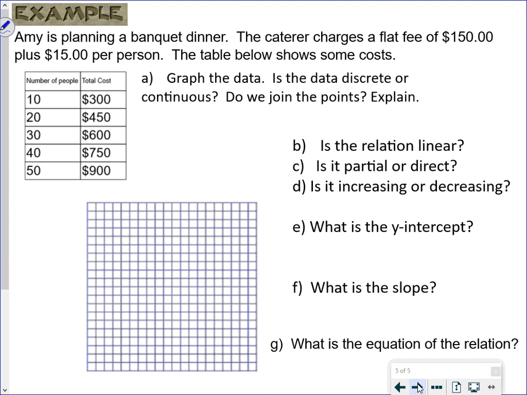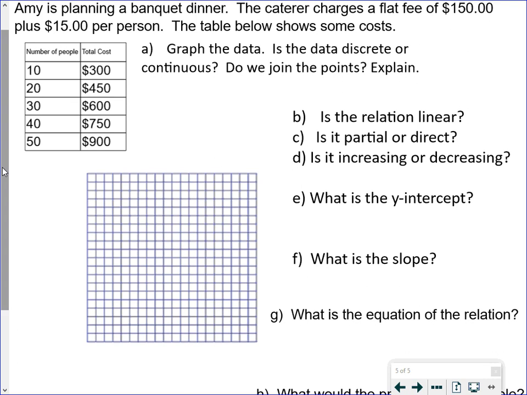In this next example, Amy is planning a banquet dinner. The caterer charges a flat fee of $150 plus $15 per person. The table below shows some costs. So not all of them, but some specific points. So first we want to graph the data. Our x value is the number of people that attend, or that could attend, and the y value is the total cost of running the banquet, depending on how many people attend.